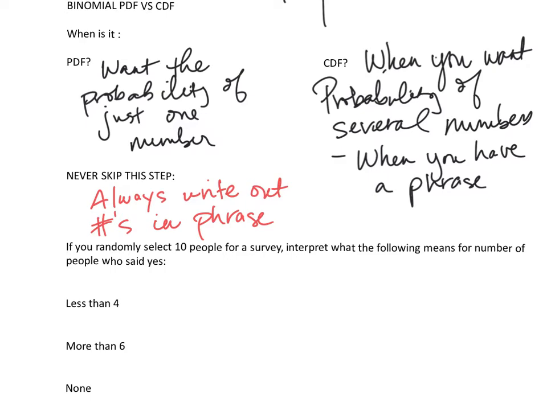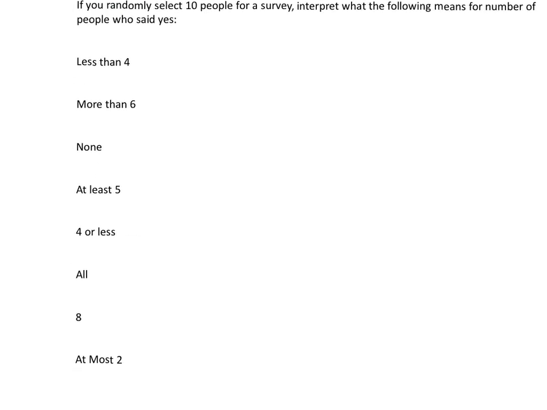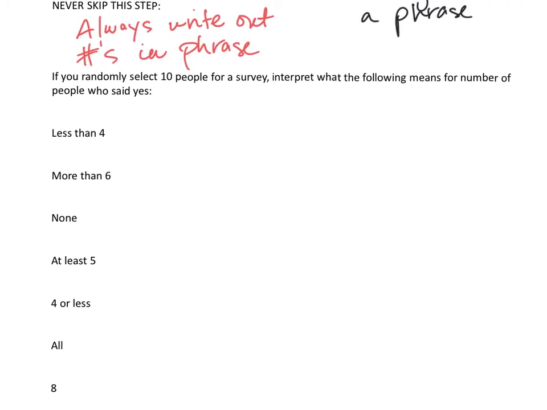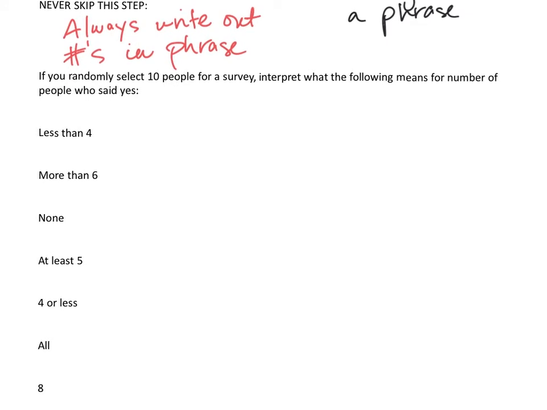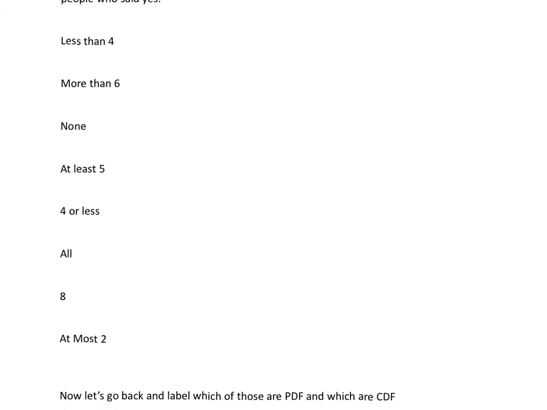From now on with CDF, here's a group of phrases for us. The problem says if you randomly select 10 people for a survey, interpret what the following means for the number of people who said yes. Notice that some of those are phrases. Less than 4, more than 6, at least 5, 4 or less, at most 2. That's what I mean by phrases. Those you're always going to do CDF.